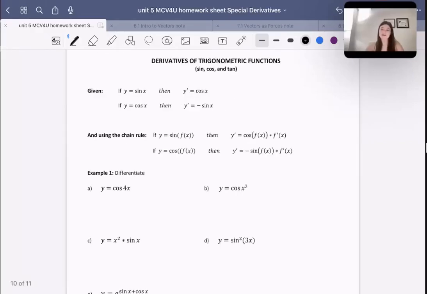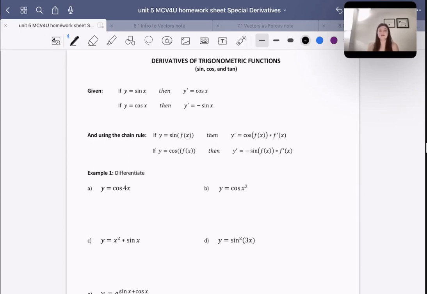Welcome back, everyone. Today is our last day of special derivatives, okay? And we're going to be talking about the derivatives of the sine function and the cosine function and the tangent function. Well, I think that sine and cosine function are much more important so far. So we're going to do those today.